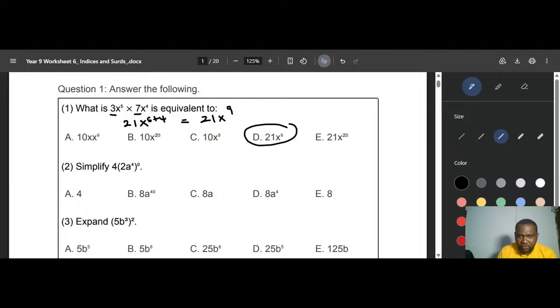Now for the second one. Notice this: it is raised to the power of 0. That means it's the same thing as saying 4 times 1, because any number, no matter what it is, raised to the power of 0 is 1. So 4 times 1 is 4. So A is the answer. I saw that Brian got it initially, but he later changed his mind. Can you see that?